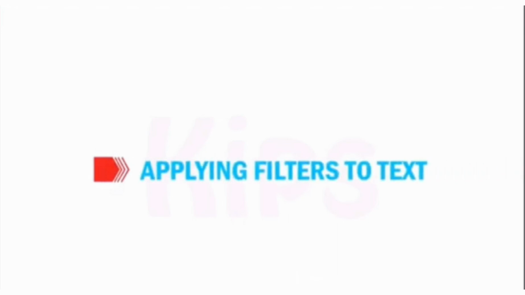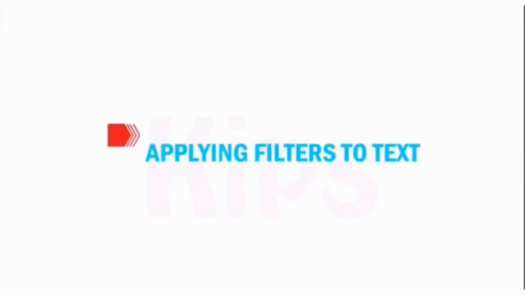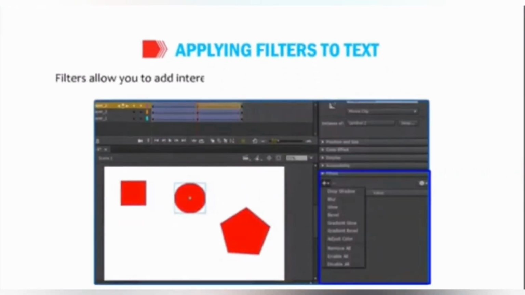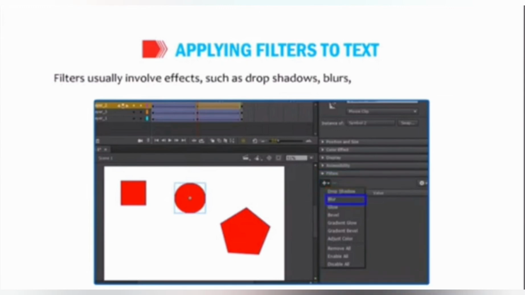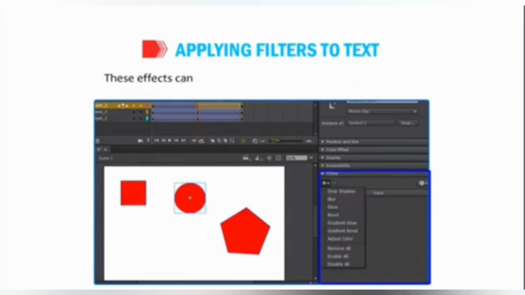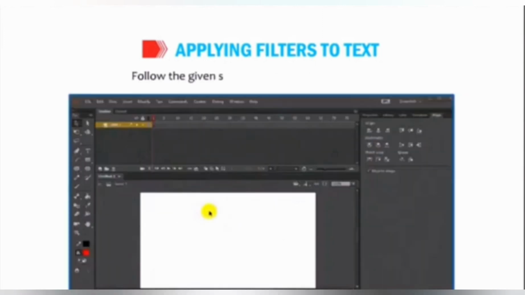Students, let us know how to apply filters to text. Filters allow you to add interesting visual effects to text, buttons, and movie clips. Filters usually involve effects such as drop shadows, blurs, glows, and bevels, etc. These effects can be easily applied using the Properties panel. Follow the given steps to apply a filter to your text.